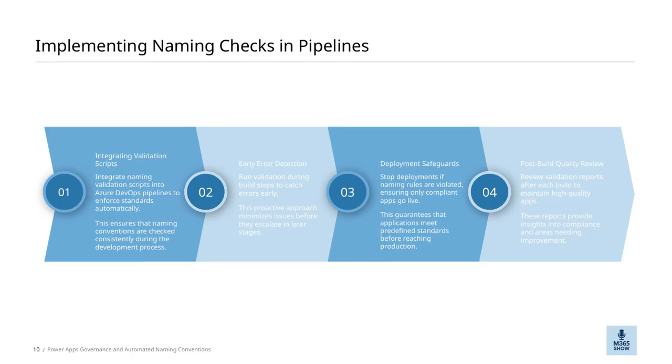After each build, reviewing validation reports is equally important. These reports give us clear insights into how well we're adhering to naming standards and highlight areas that need improvement.